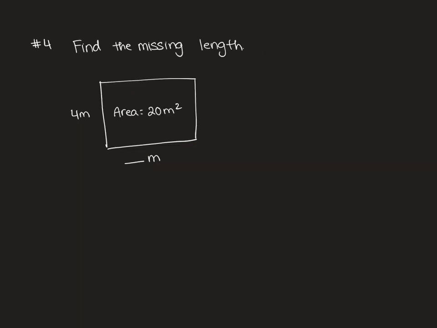Okay, question 4 will ask you to find the missing length. So they've given you the area of the rectangle. This is a 2-dimensional shape. They've given you 1 dimension and we need to fill in the other. What do we need to do? The area equals length times width. We have to fill in what we know. So do we know what the area is? Yeah, so it is 20 meters squared.